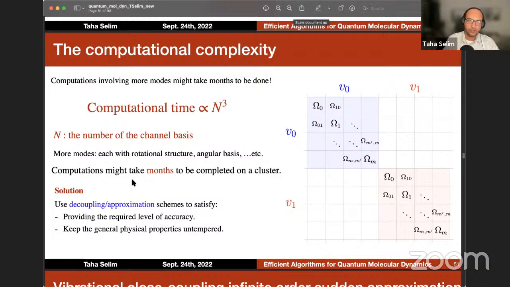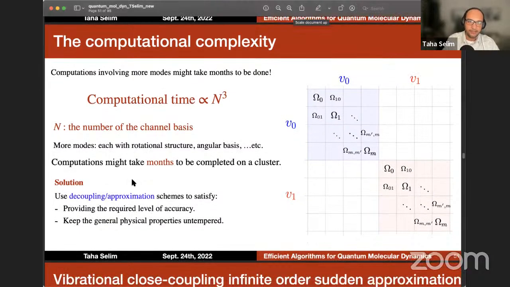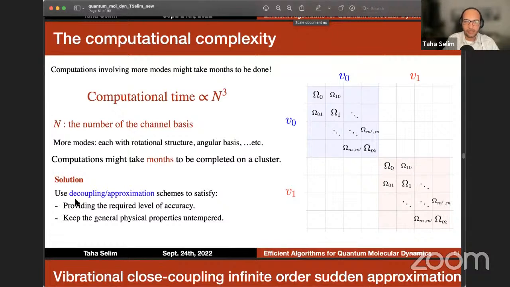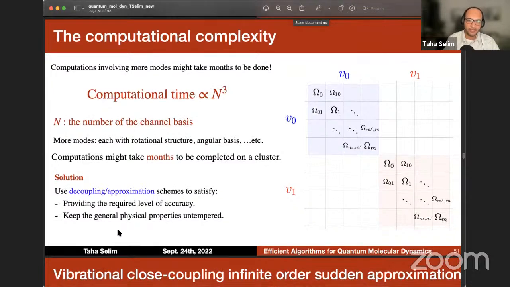People in the 70s and 80s couldn't do such accurate computations. For that, many decoupling schemes or approximations were invented. The use of such approximations or decoupling schemes should satisfy certain conditions: providing the required level of accuracy, the needed accuracy, for example, for the type of experiments being done and the precision involved in the design, but also keeping the general physical properties untampered, so unmanipulated or changed.